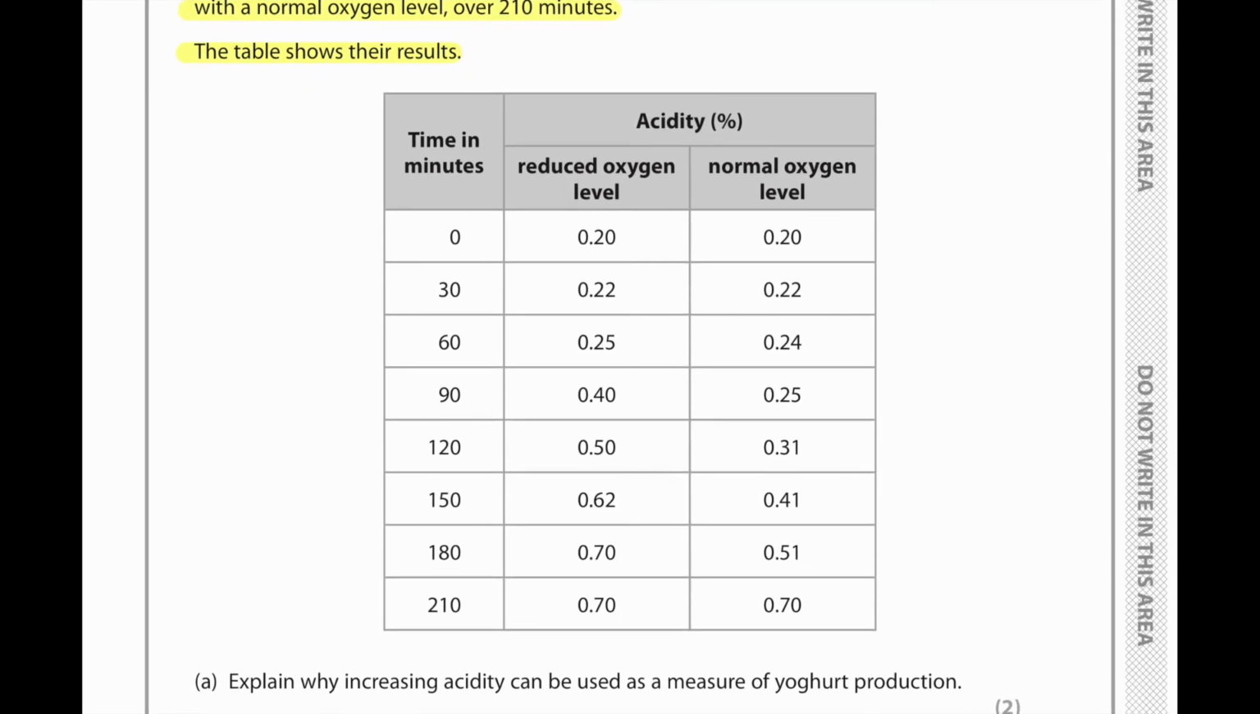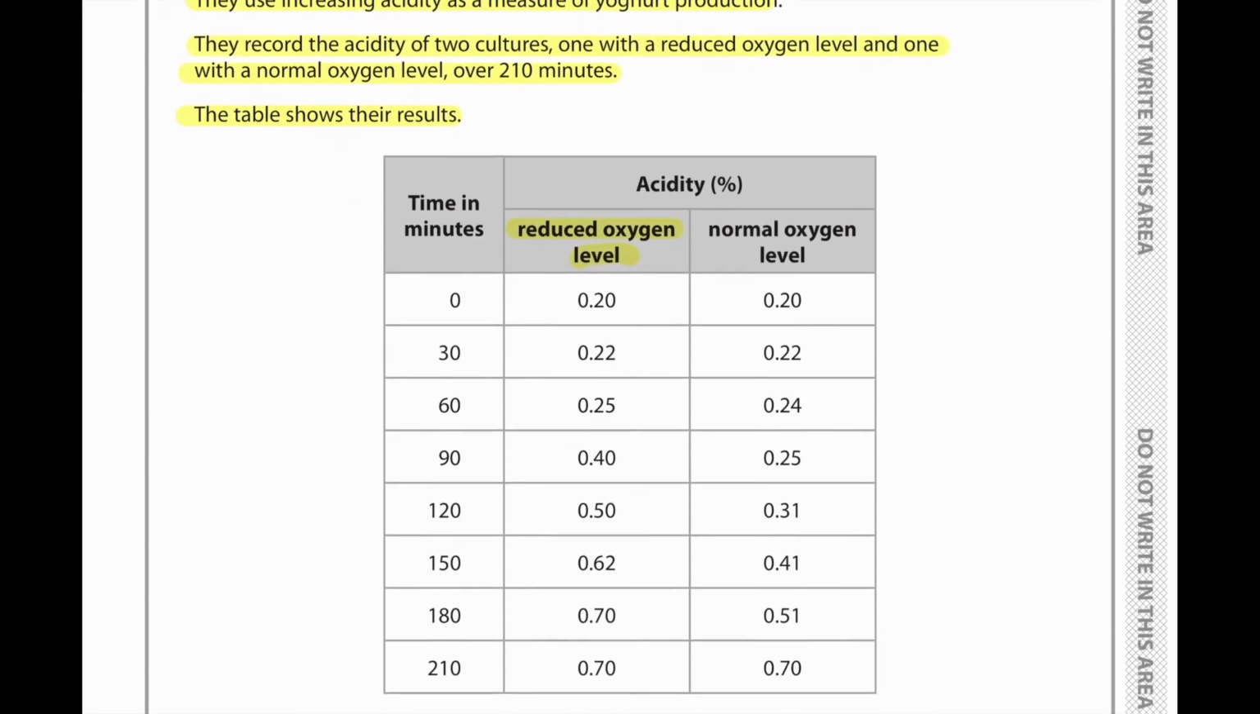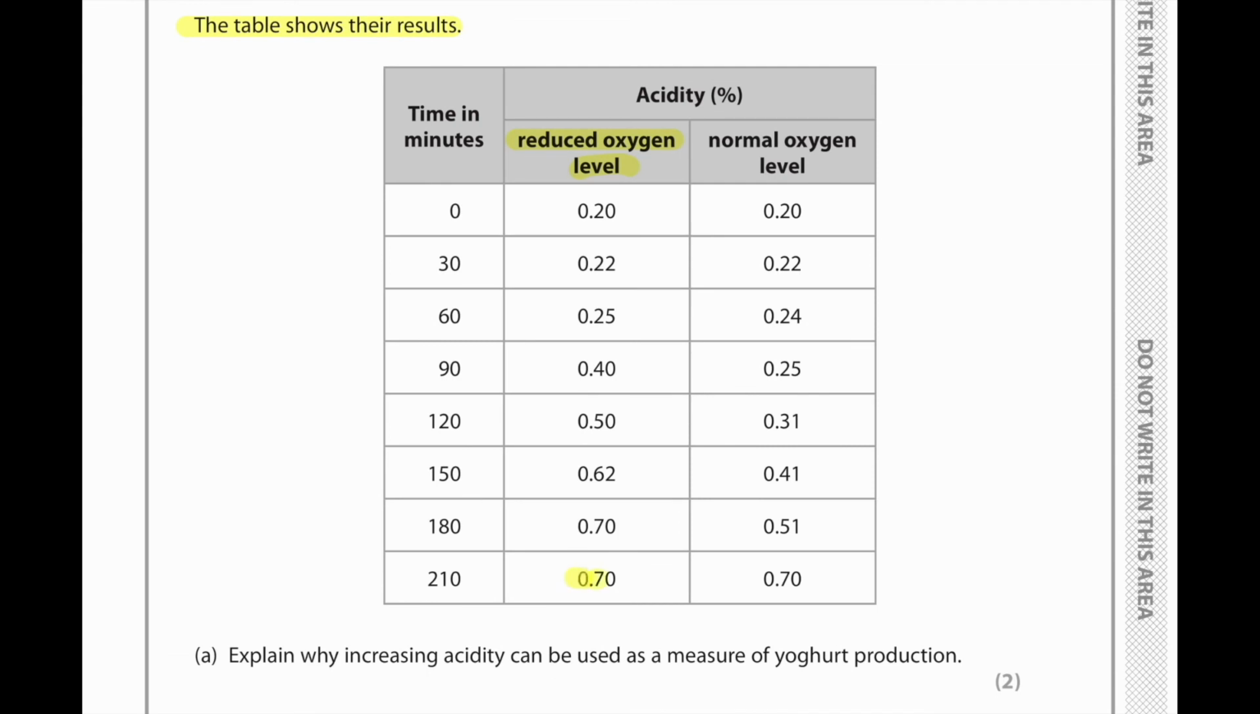In a reduced oxygen level, we can see an increase in percentage acidity from 0.2 to 0.7 within 210 minutes. With normal oxygen level, it also goes from 0.2 to 0.7. So both were the same. However, we can see that with a reduced oxygen level, it reached 0.7 at 180 minutes, and with normal oxygen level, it took 210 minutes.